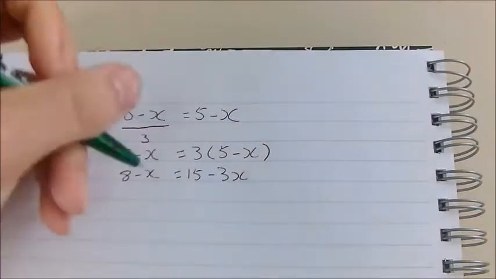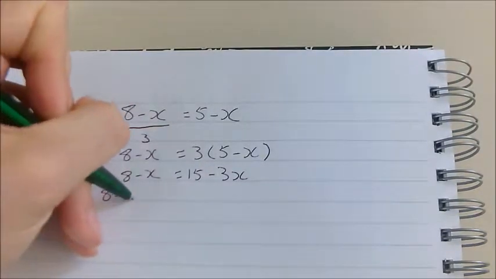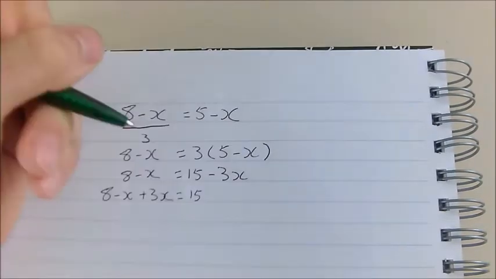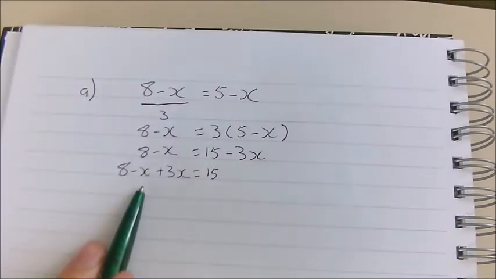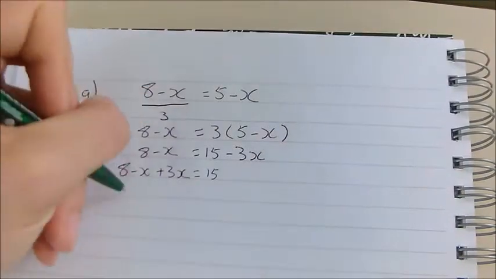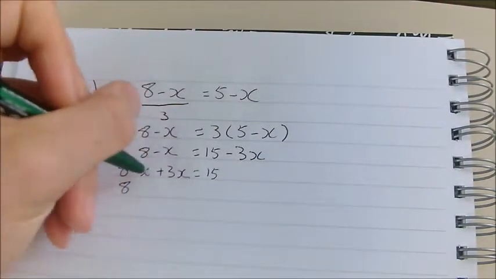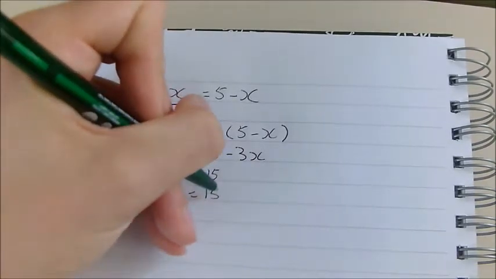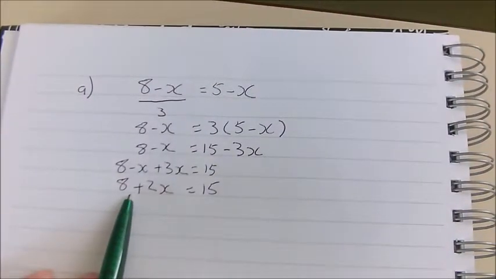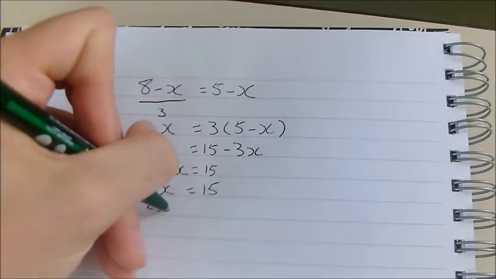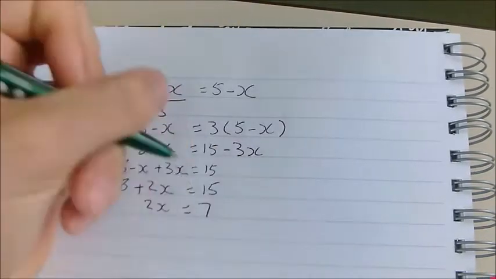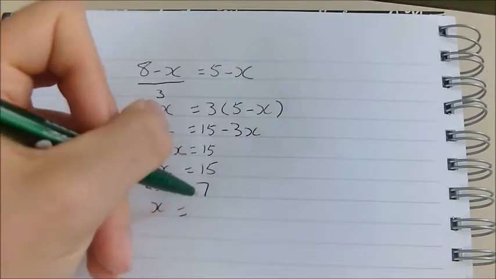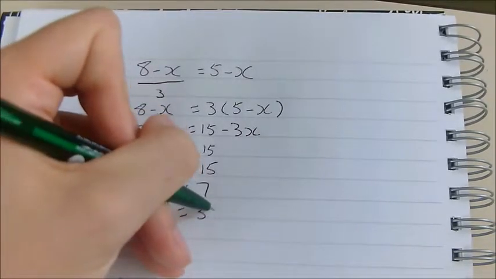So that's going to be 8 minus x plus 3x equals 15. Now 8 minus x plus 3x is 8, and then collecting these together would be plus 2x equals 15. And now I'm going to subtract the 8 from the other side. 2x equals 15 minus 8, which is 7. And then I'm going to divide by 2. So x equals 7 over 2, which is 3.5.